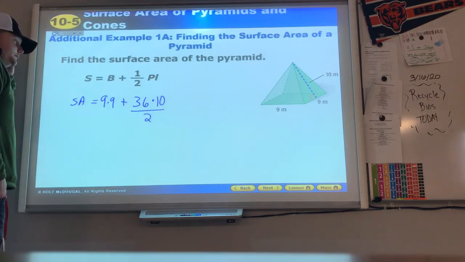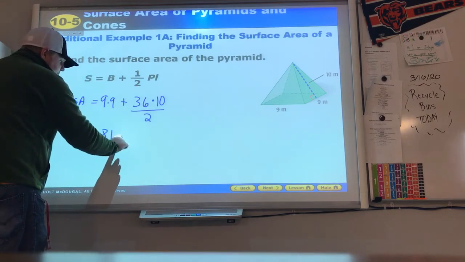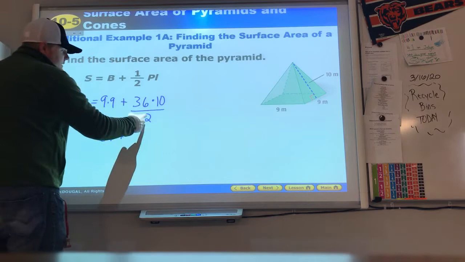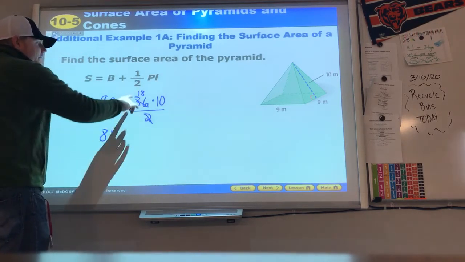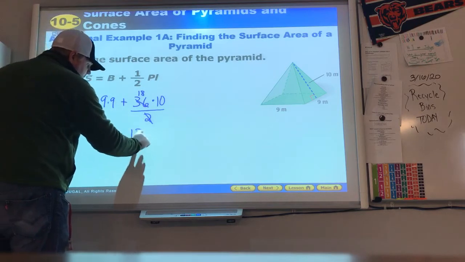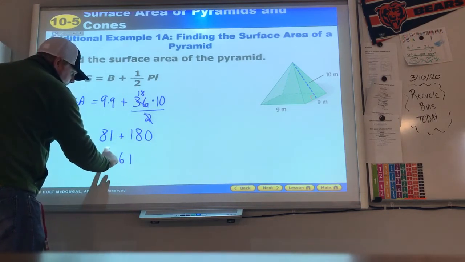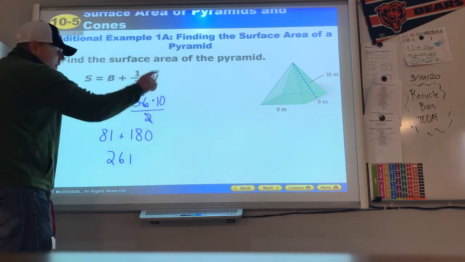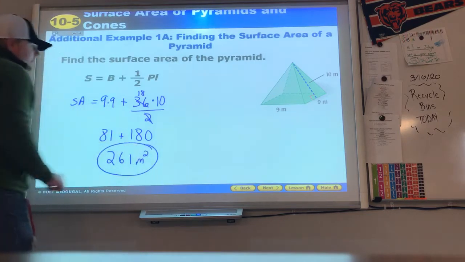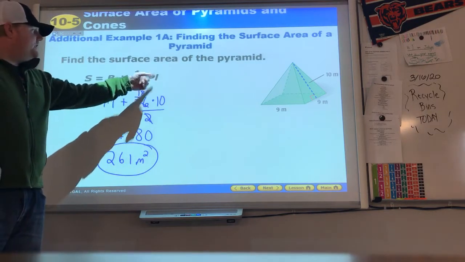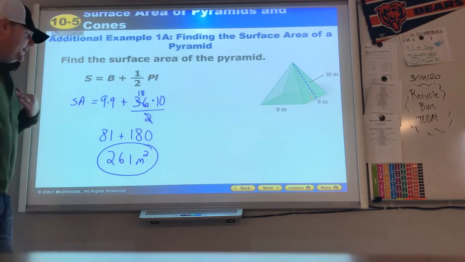All right? So I know that 9 times 9 is 81. This, if I simplify, 18 times 10 is 180. I add these together, and I get 261 meters squared for my area. Perimeter times the slant height, and since they're all triangles, we divide by 2 or multiply by a half.